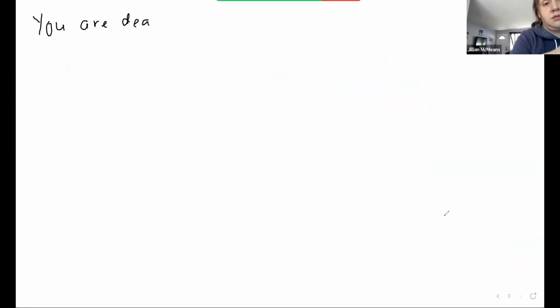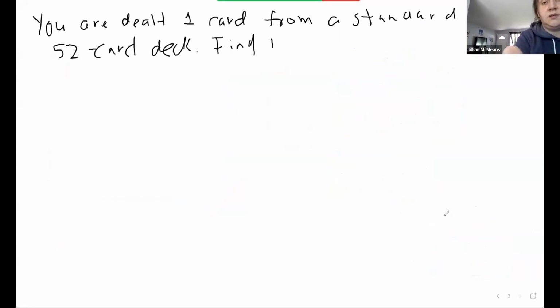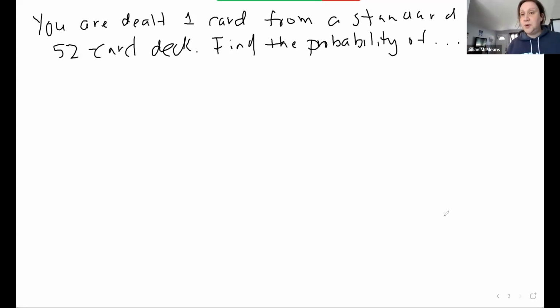Okay. So now we're going to be dealing with decks of cards. The next example is you are dealt one card from a standard 52 card deck. Find the probability of. I really do wish that I had better technology because I swear my penmanship is much better than this.